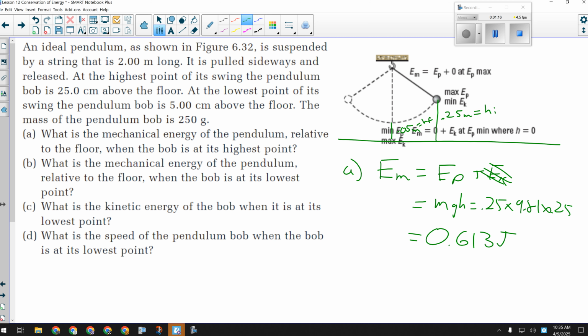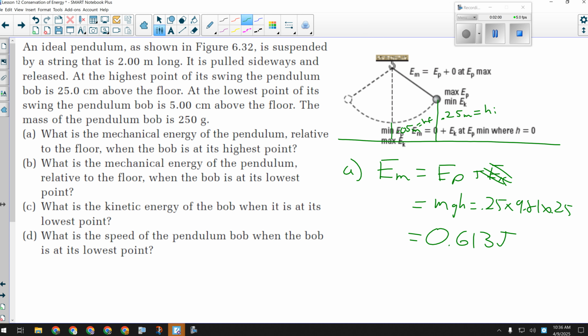What's the answer to part B? Keeping in mind that this is testing the idea of the law of conservation of mechanical energy. What's the answer to part B? 0.613 joules. Energy is conserved. It has the same amount of mechanical energy anywhere along the arc shown in the picture. All that's happening is kinetic is being turned into potential, and potential is turned into kinetic as it swings back and forth. That's exactly the kind of thing I would put on a unit exam.